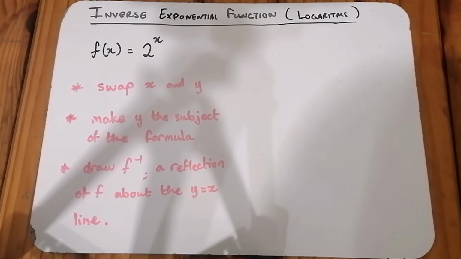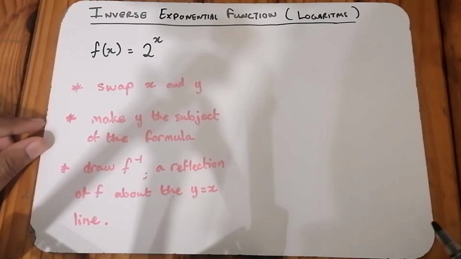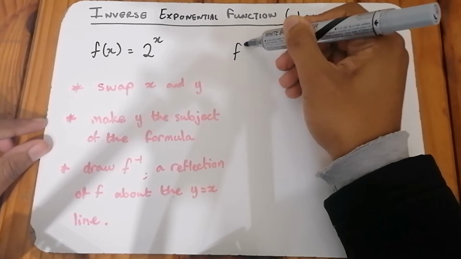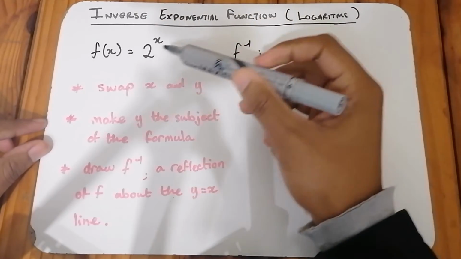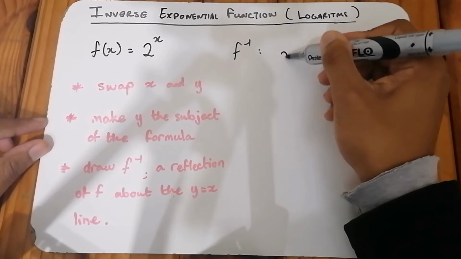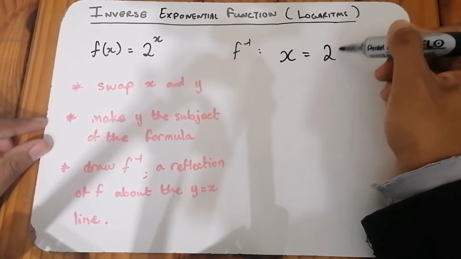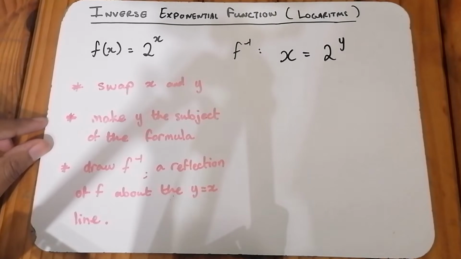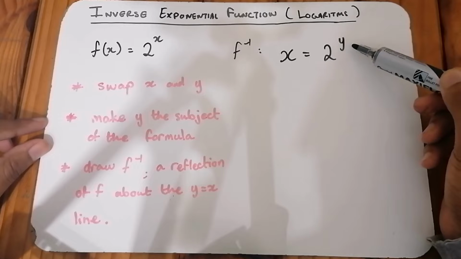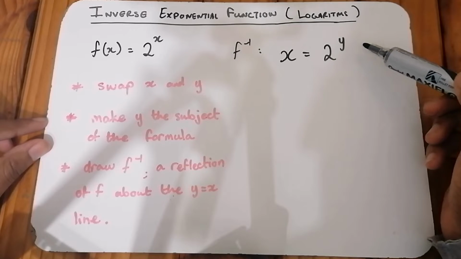So let's start by calculating the inverse equation by swapping x and y. So I'm going to invert this equation. This is going to be my x and that's going to be my y. So I have x equal to 2 to the power of y. Perfect. Now I just need to make y the subject of the formula, and I'll do that by using log.